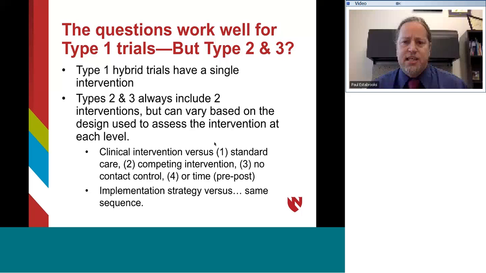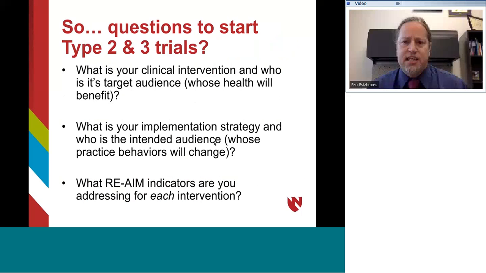So it gets trickier. And so we tried to come up with some questions to start with to look at type 2 and type 3 trials. And this is where I will remind you that this is intended to be a discussion starter, so I'm really interested in what other people think. But one of the things that we think is critical to ask, if you're doing a type 2 or type 3 trial, is what is your clinical intervention and who's the target audience? That's not very different than we do with most other RE-AIM types of assessments. When we talk about the target audience here, it is those whose health will benefit, right?